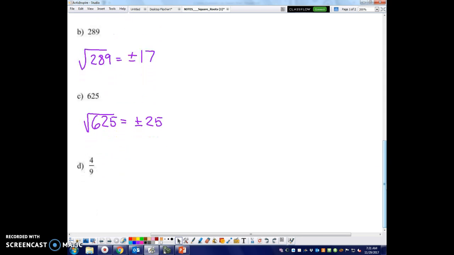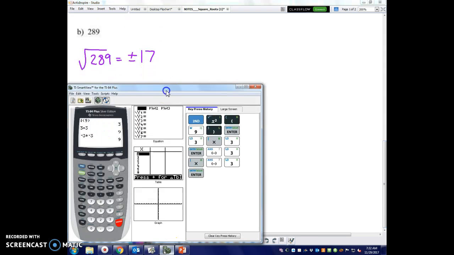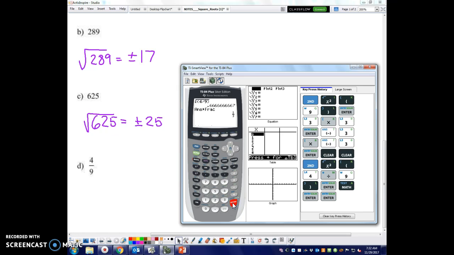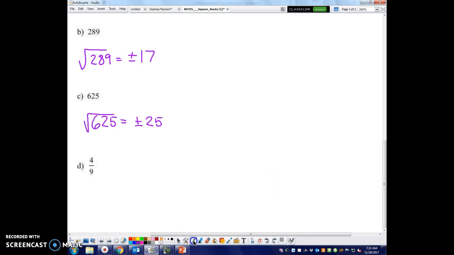Okay, and then you can type this one in as well. So we need the square root of 4 over 9, right? So you hit second square root. 4 divided by 9. Gives you that, so you hit math, enter, enter. It's 2 over 3. But what's our actual answer? Plus or minus 2 over 3.